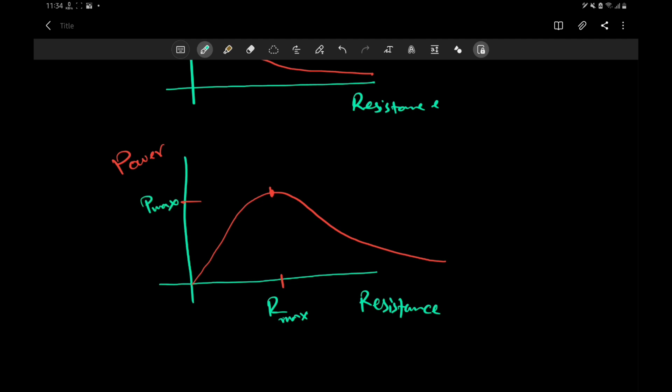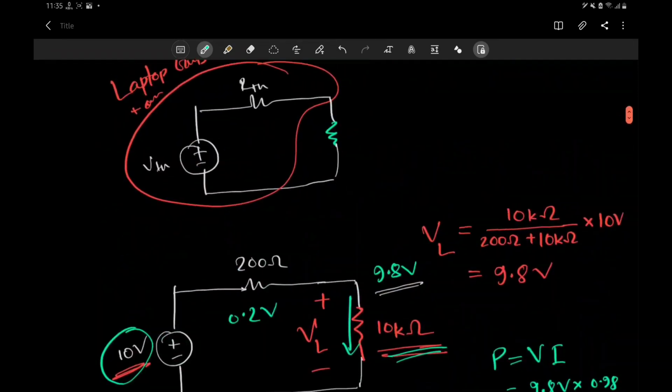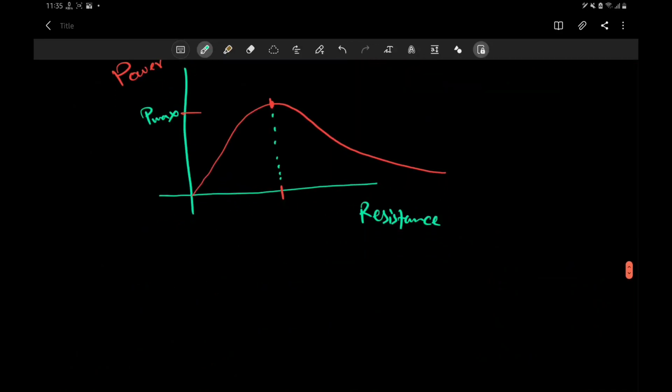I can go into the calculations at a later time, maybe in live classes we'll go through the calculations. If we do that, you will see that this is exactly 200 ohm. So where did this 200 ohm come from? At exactly 200 ohm, you will have the maximum amount of power. In general, this is just one example we used with 200 ohm, but this was actually our Thevenin resistance.